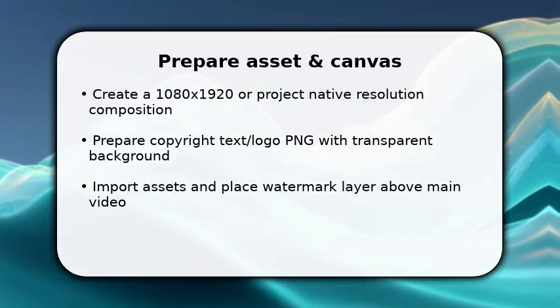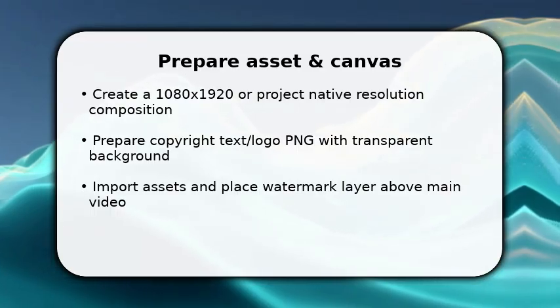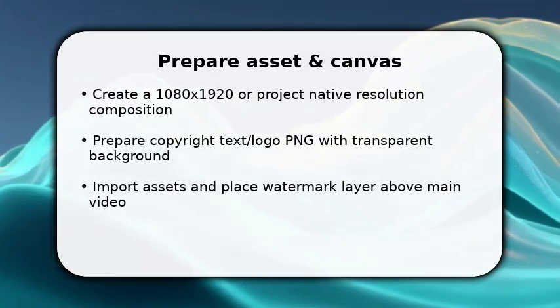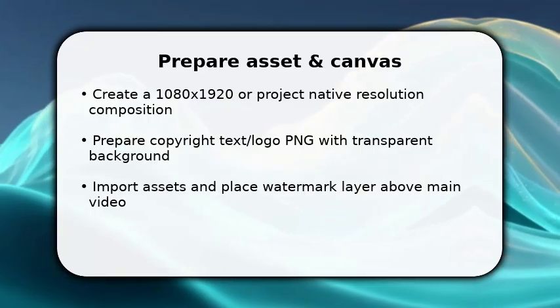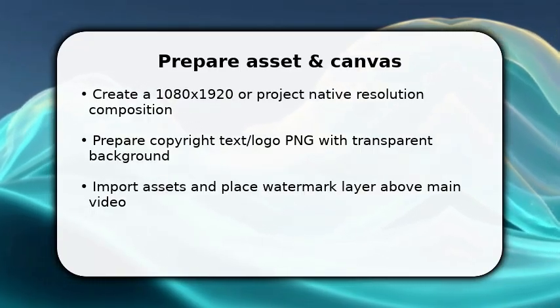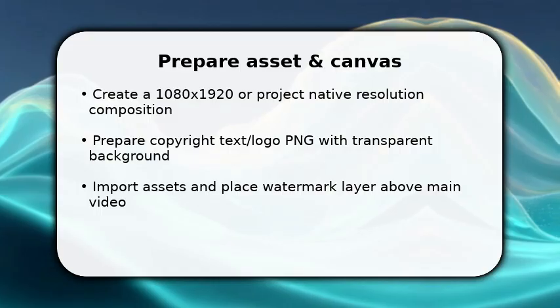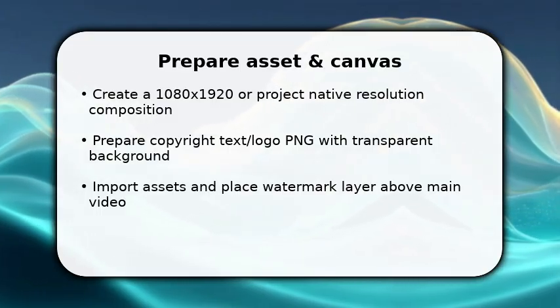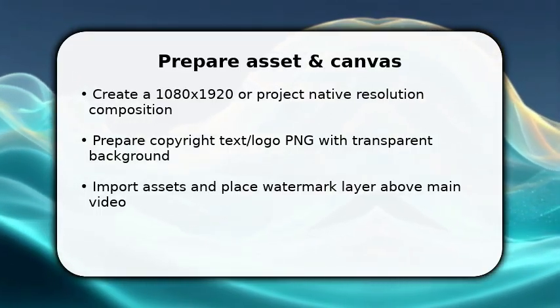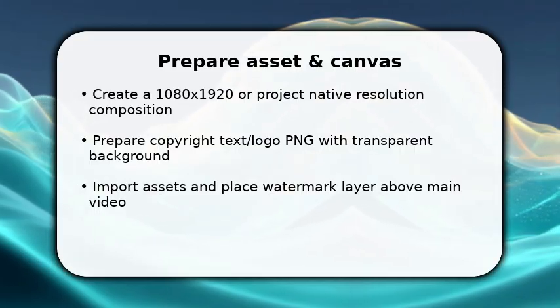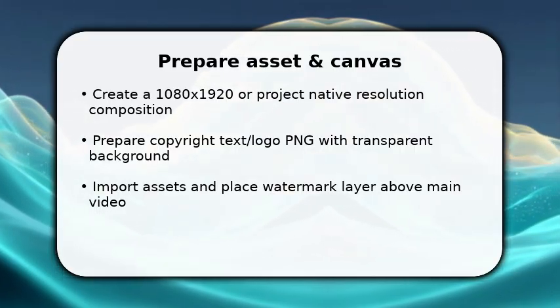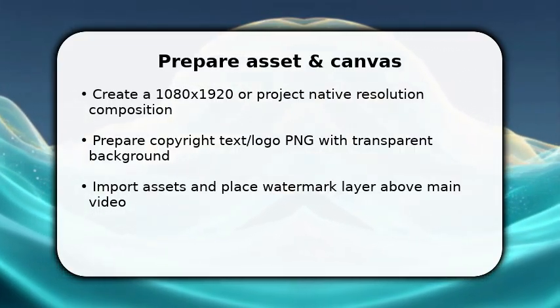You start by setting your composition to the final delivery resolution so the watermark scales correctly. This prevents pixelation. Once the canvas is ready, import a transparent PNG or create text that reads "Copyright your name" and position it where it won't obstruct key content. You want an edit-friendly layer above your footage so you can animate and adjust opacity without affecting the video. This first step locks in scale, placement, and file format for consistent output.